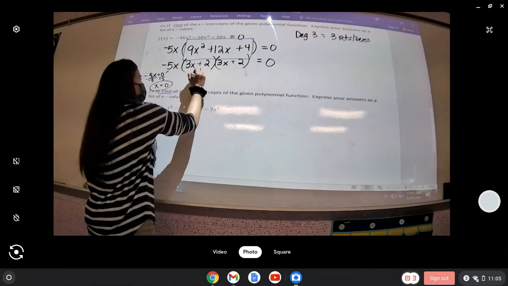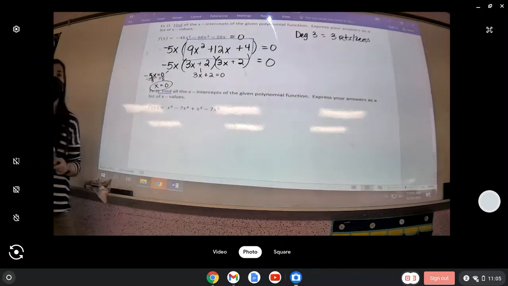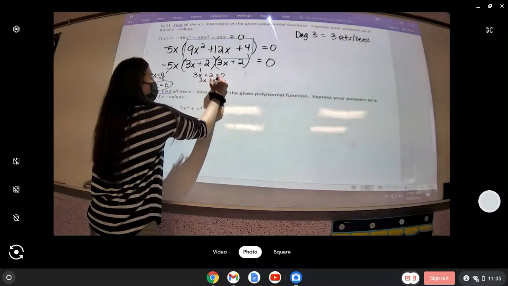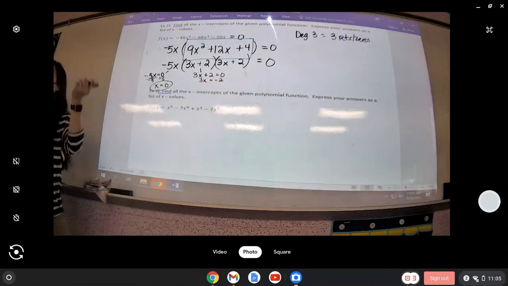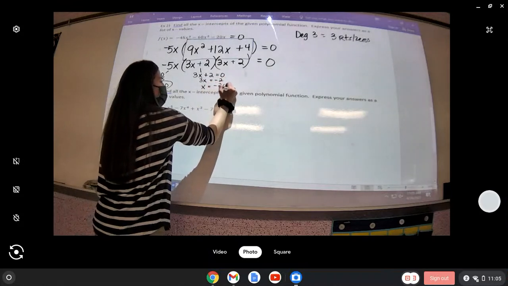All right, let's take this factor, set it equal to 0. I've got a little bit of work to do. I'm going to subtract 2, start getting x by itself, and then I'm going to divide by 3, and I'll get x equals negative 2/3.